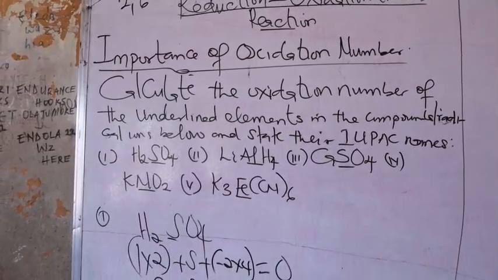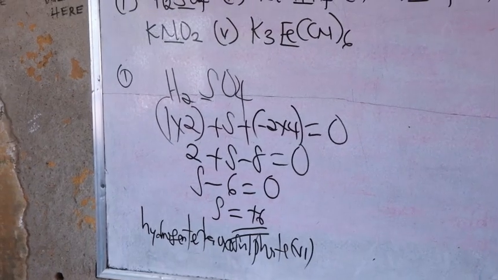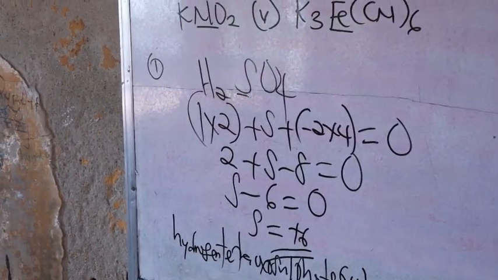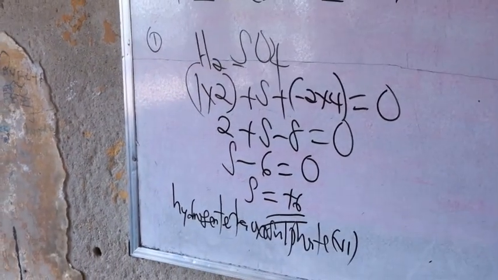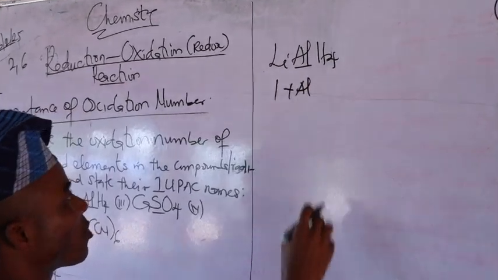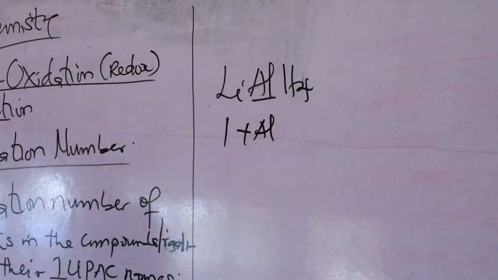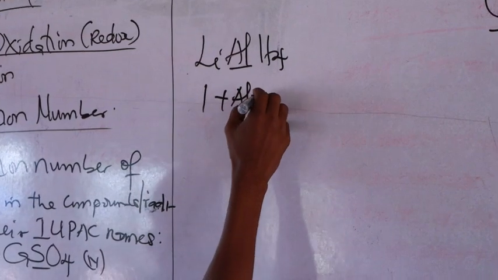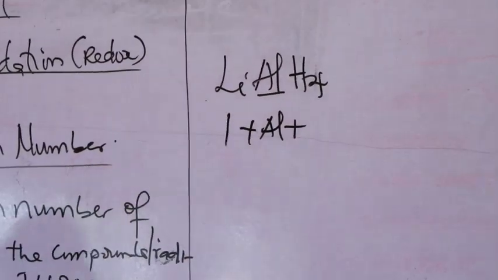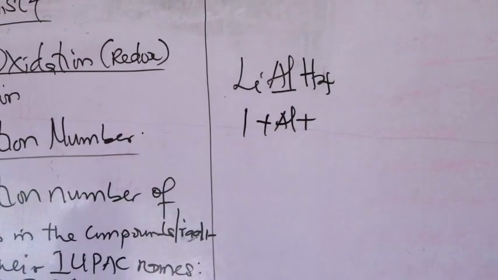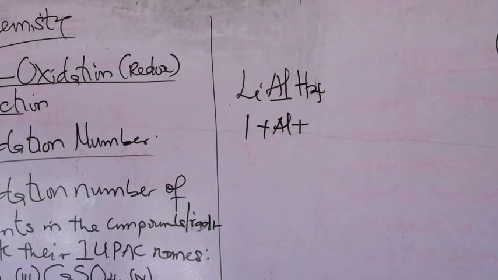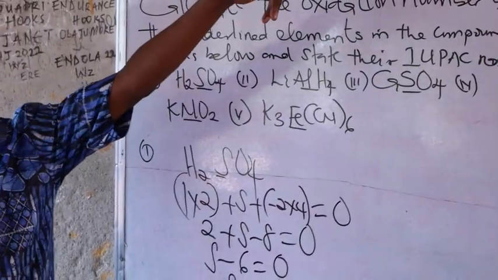Or have you named any organic compound that has charge with it? Maybe AlH4 minus with lithium, let's use Al to represent the oxidation number of aluminium. Now, you know this is hydrogen. What will be the oxidation number of hydrogen here? Why is it minus 1? Why does it become minus 1 here?